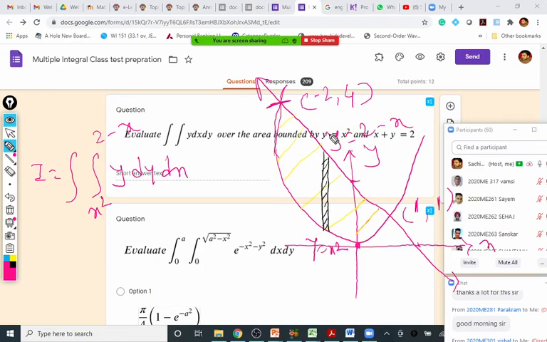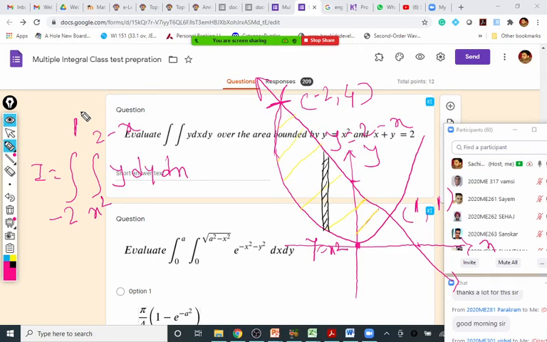And we want the limit of x. Minimum value of x is minus 2, and maximum value of x is 1. And this double integral you have to evaluate. Then only you get the answer. Any doubt? No, sir, no doubt.